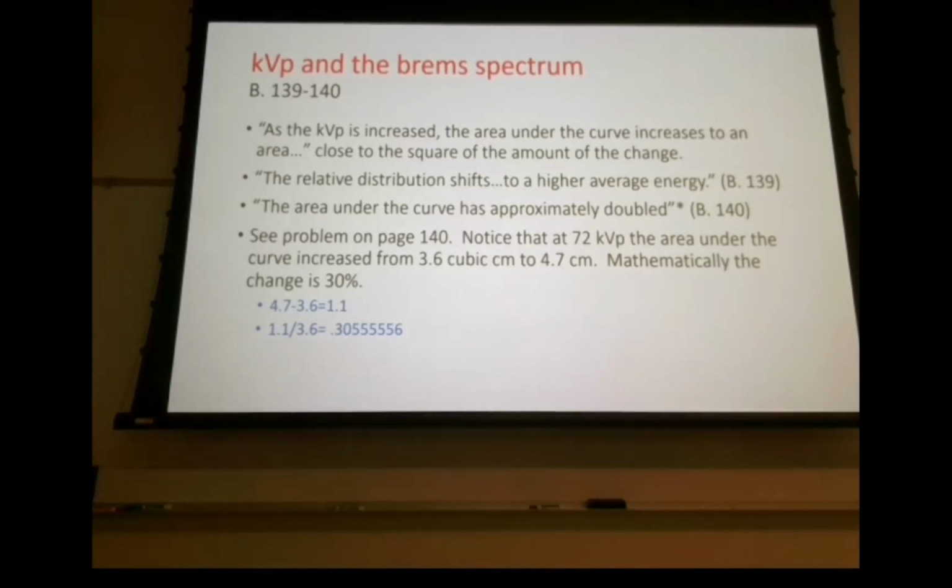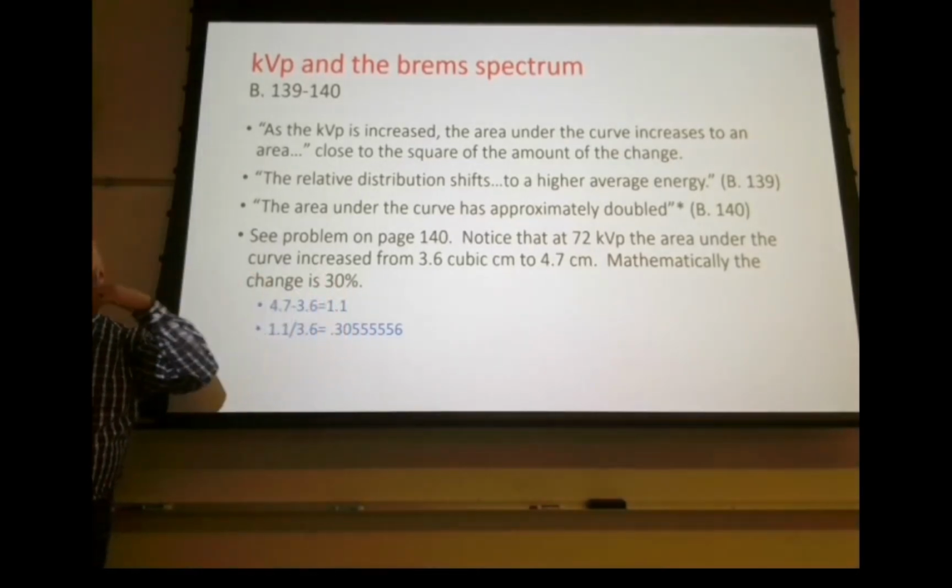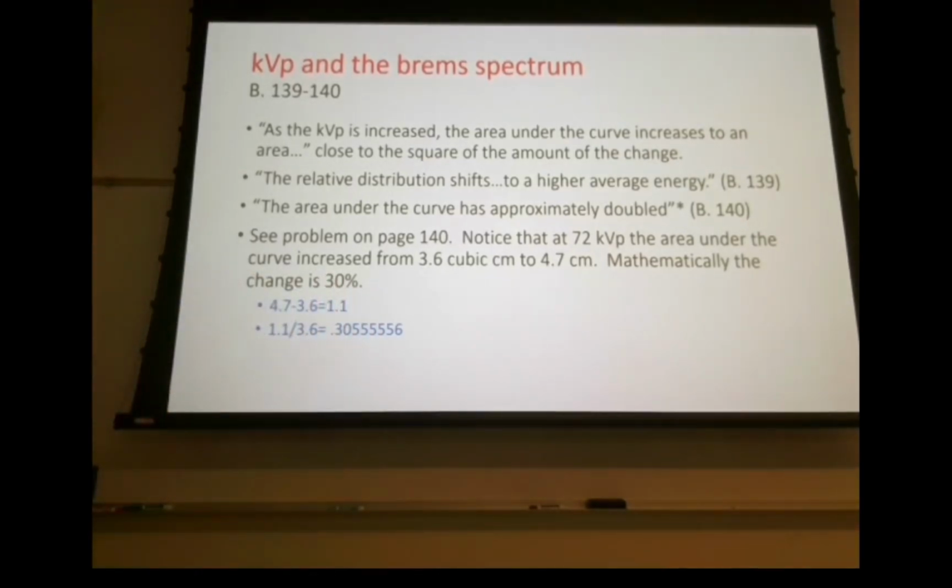So to find a percentage of increase, what we would do is subtract the 3.6 from 4.7. That would give us 1.1. So 1.1 divided by our original value, 3.6, gives us an actual increase of 0.305556. Is that double? No. That's about a third, right?